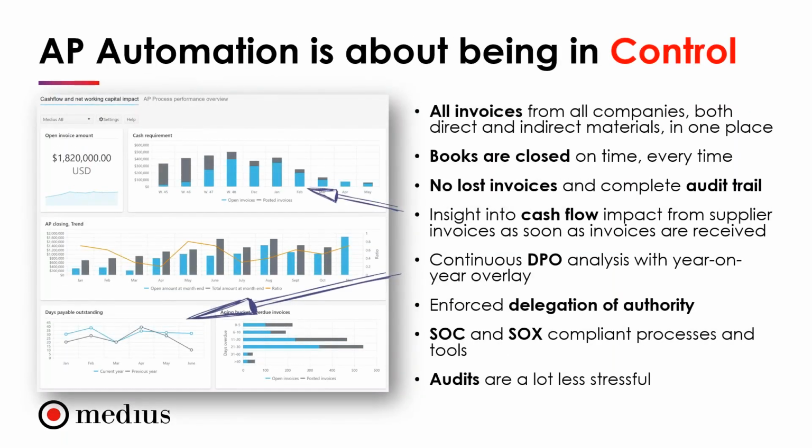So AP automation is all about being in control. Last but certainly not least, you have all invoices from all companies, both direct and indirect materials in one place. Your books are closed on time every time. No lost invoices anymore, and you will have complete audit trail. You have insight into the cash flow impact from supplier invoices as soon as invoices are received.